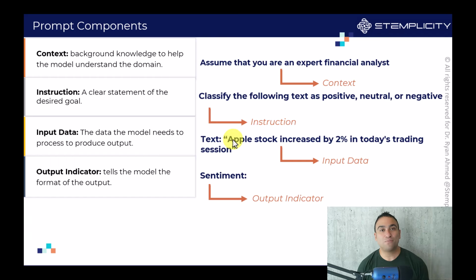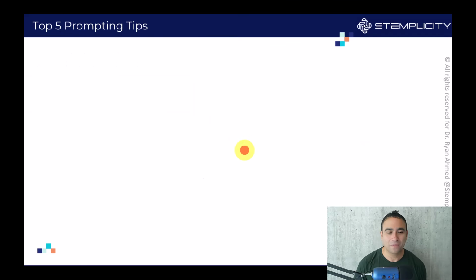Sometimes you might prompt these artificial intelligence models and you don't need to provide input, for example. And then what's really important is you need to specify what the output should look like. And that's what we call the output indicator. Okay, so when it comes to top 5 prompting tips, in practice, these are the most important ones.